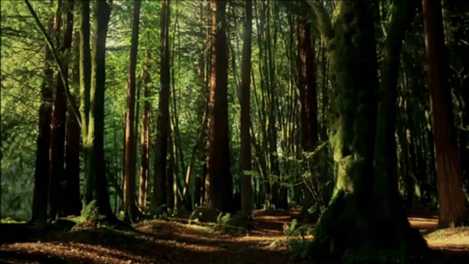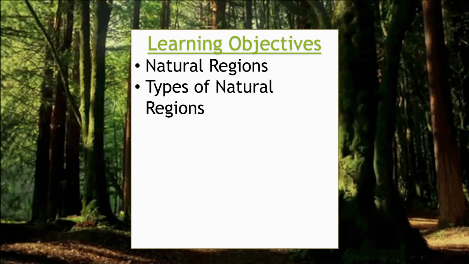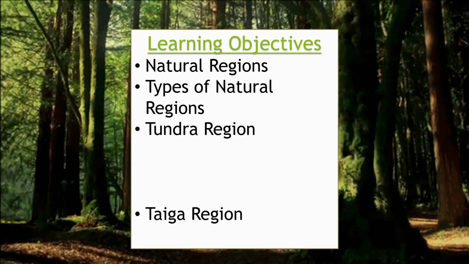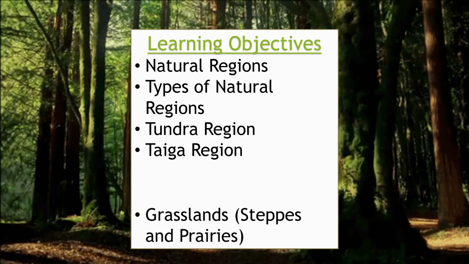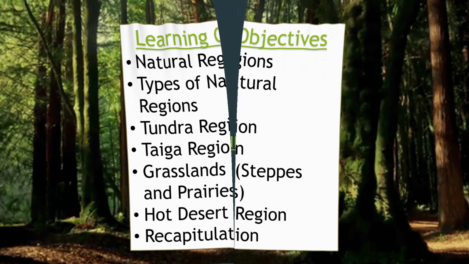The different topics we are going to cover in this video are as follows: natural regions, the different types of natural regions, the tundra region, the taiga region, grasslands, and the hot desert region.